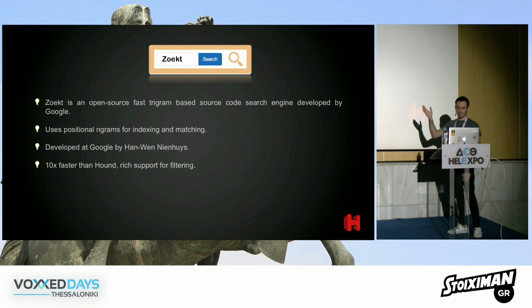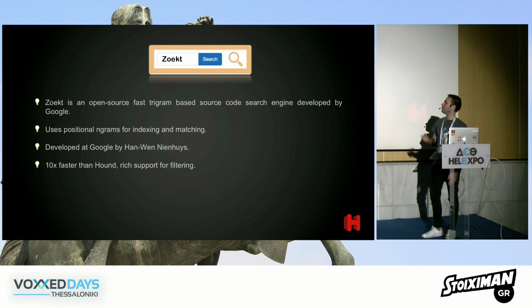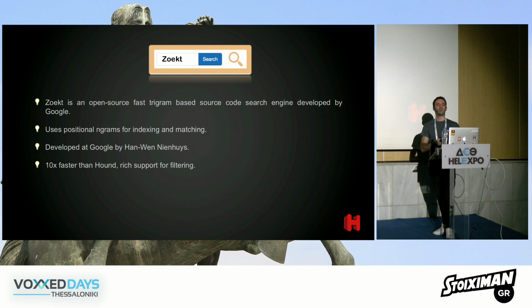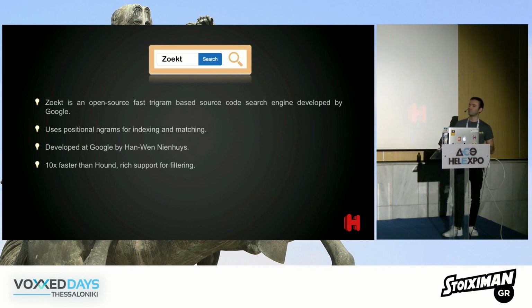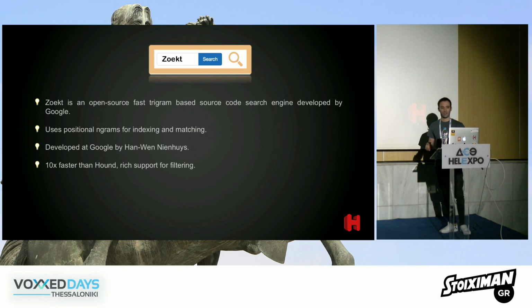As I said, it was developed internally at Google, with the purpose of overcoming the issues of Hound, the scalability and speed issues of Hound. The authors of Zoekt claim it to be 10 times faster than Hound, and I would say it's even more than that. We haven't faced any issues at all internally because we recently started using that service.